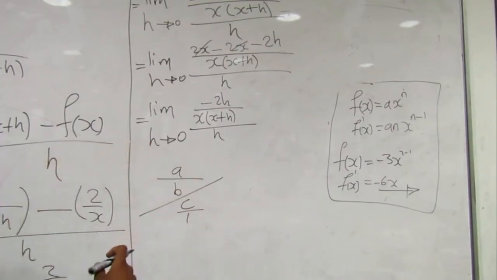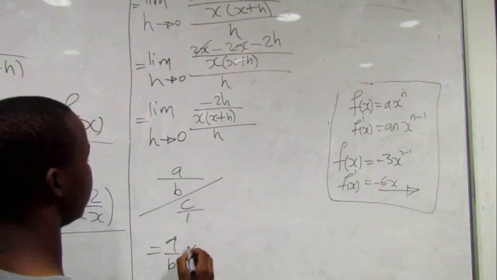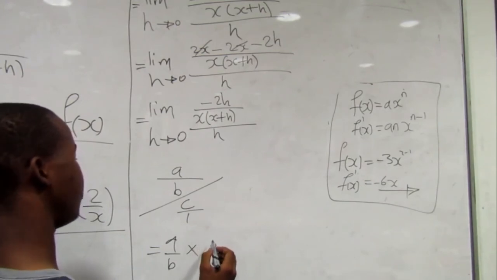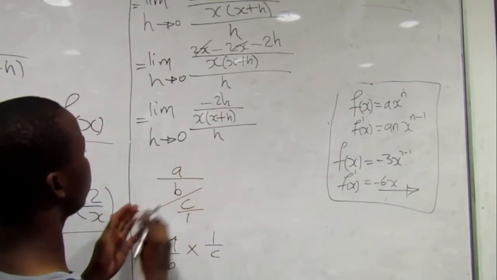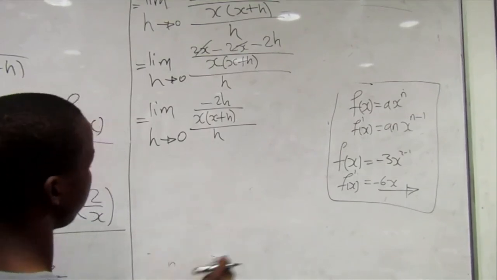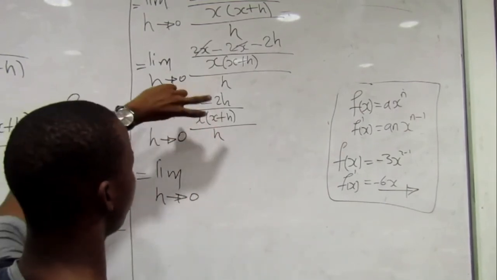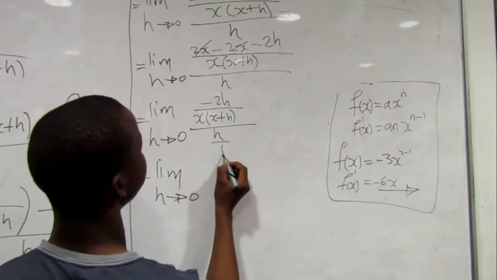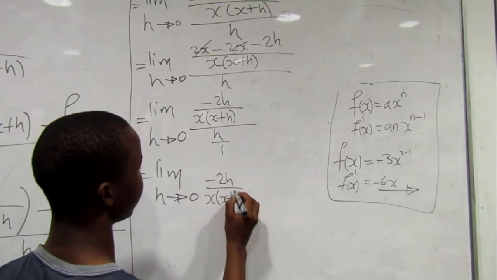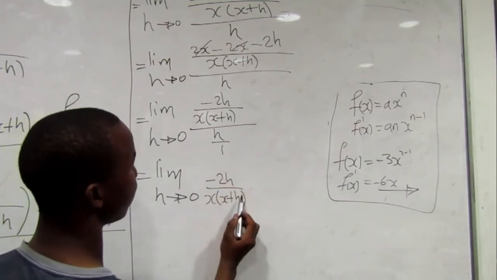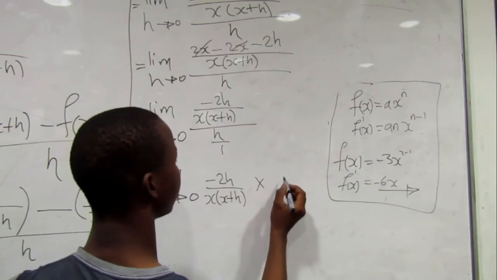Then we reciprocate this, meaning it's going to be a over b times 1 over c. We're going to do the very same thing here. How do we do it? We say lim h approaches 0. We said we're going to reciprocate this, presume that this is over 1, then it's going to be negative 2h over x into x plus h. This is our a, this is our b, then we multiply by our c. Our c is h, our d is 1, which is going to be 1 over h.